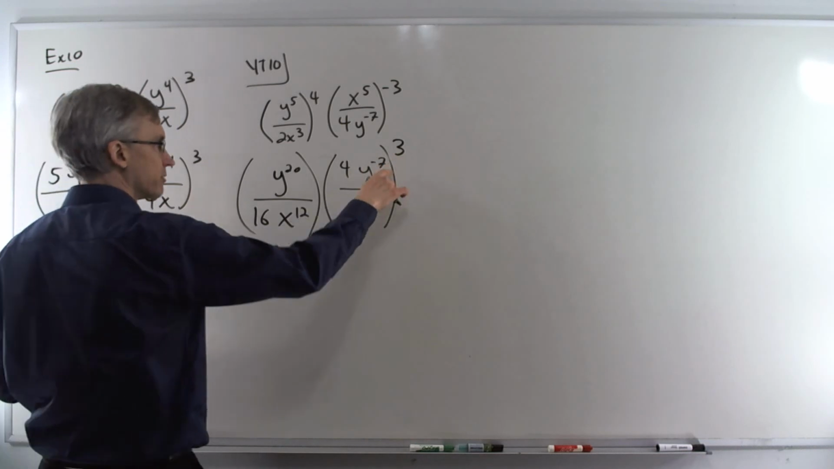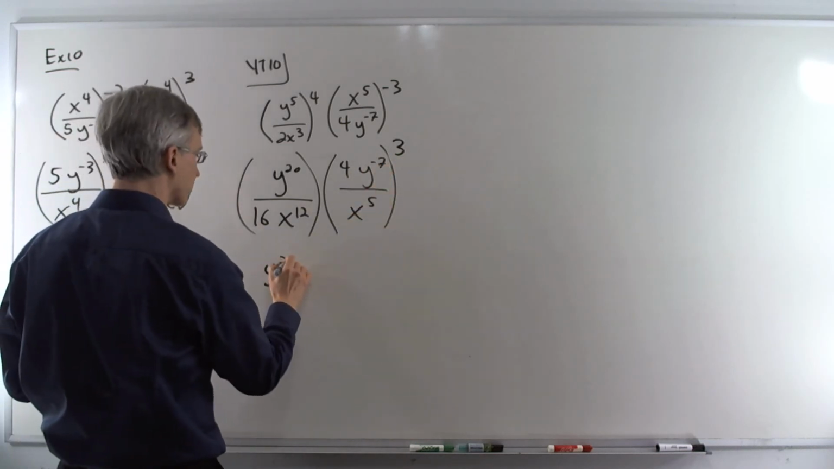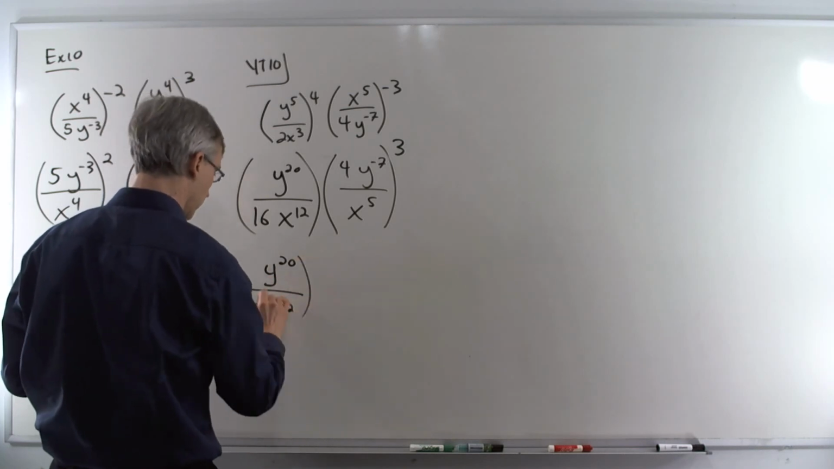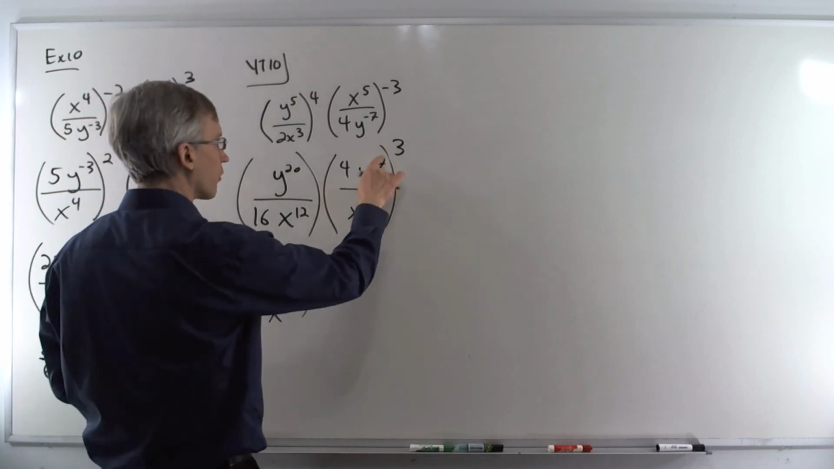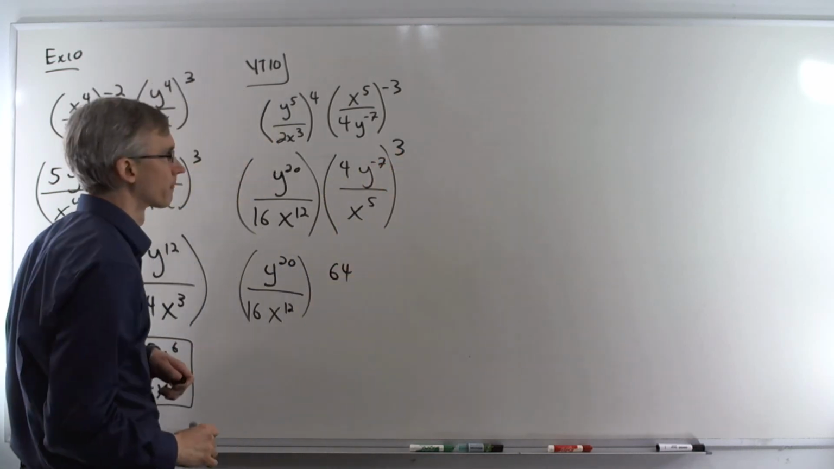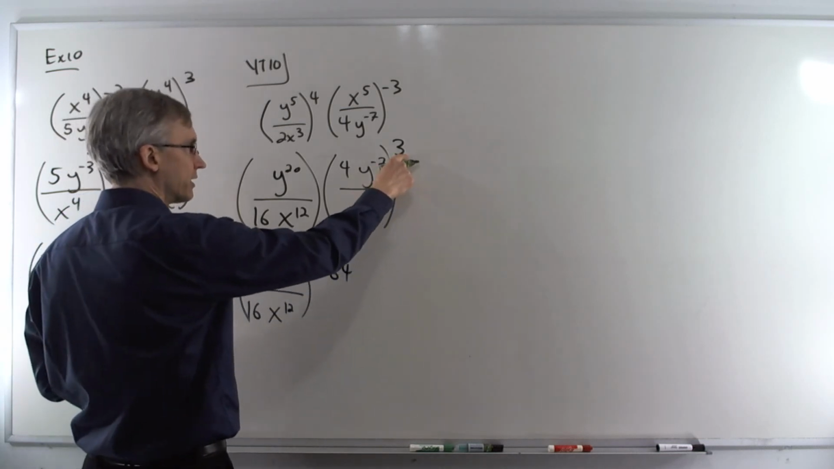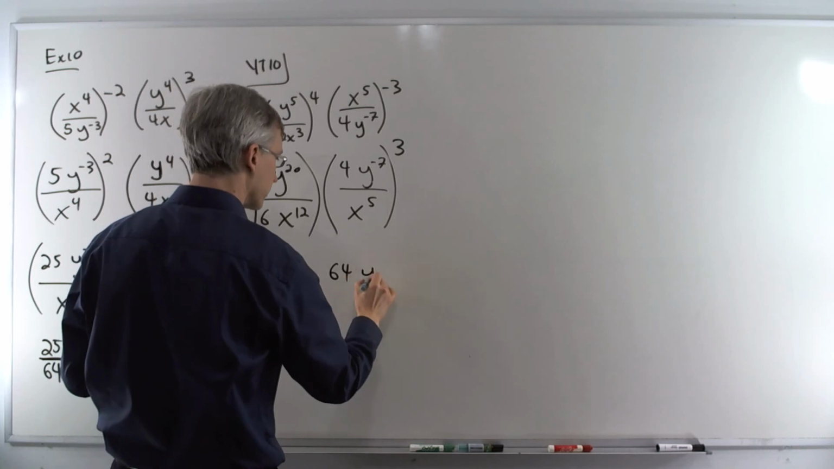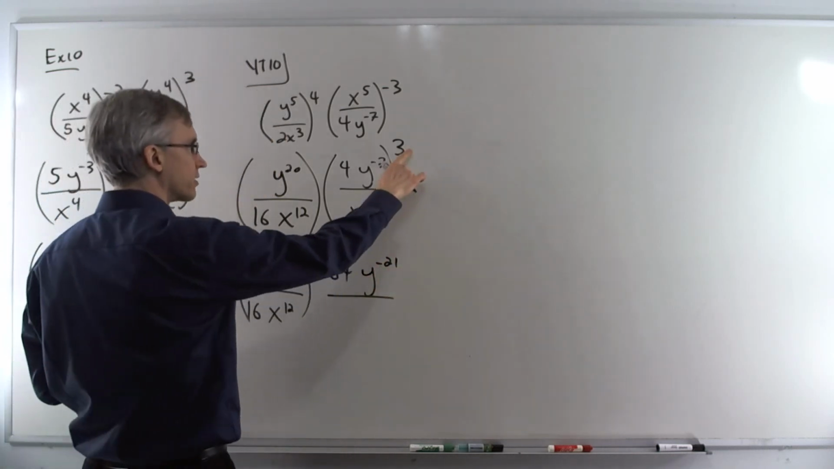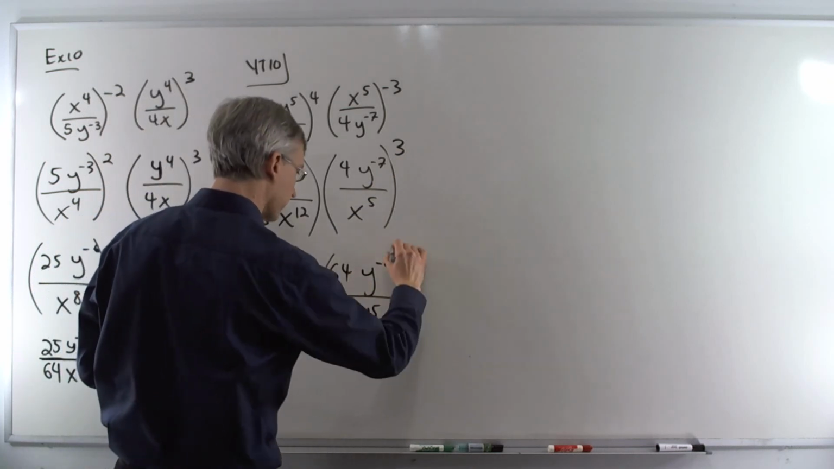Now we can apply this exponent to everything inside here, so this thing isn't going to change at all. Still got y to the 20th over 16, x to the 12th, and over here, 4 to the 3rd, that's 64. Y to the negative 7 to the 3rd, you're going to multiply those two together to get negative 21. So we got y to the negative 21. And then x to the 5th to the 3rd, that's x to the 15th.